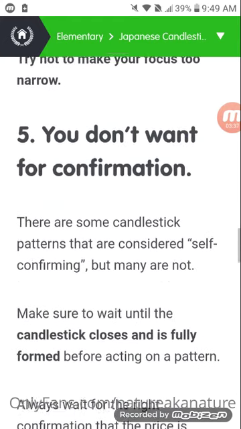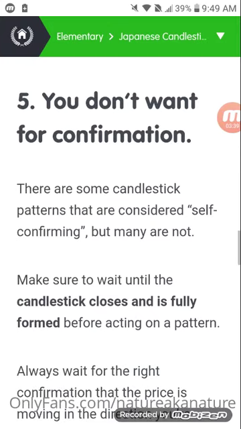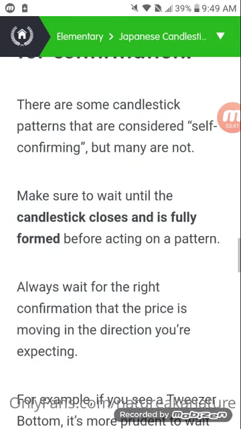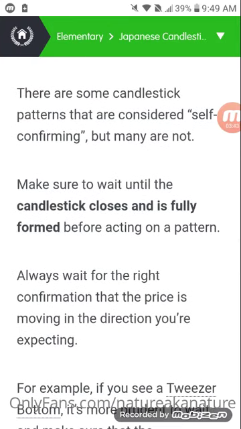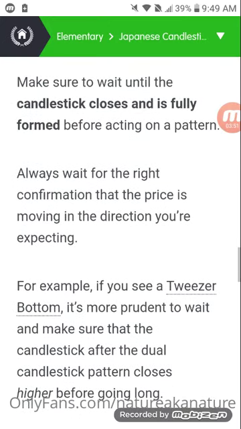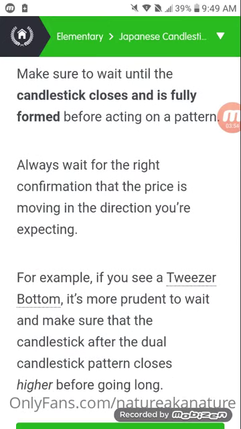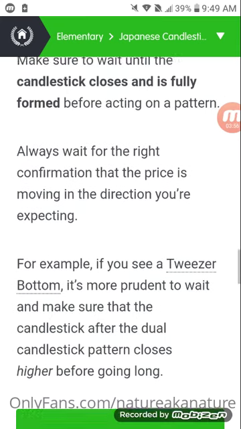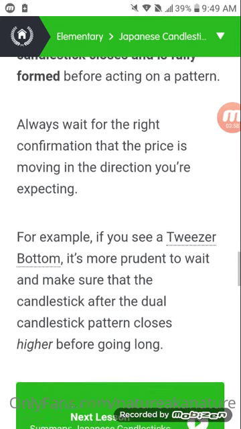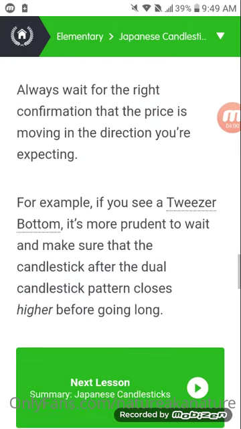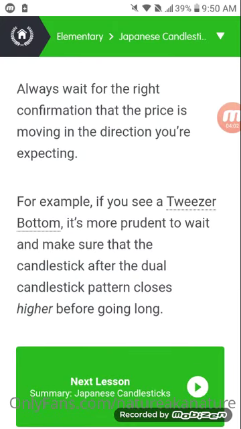You don't wait for confirmation. There are some candlestick patterns considered self-confirming, but many are not. Make sure you wait until the candlestick closes and fully forms before acting on patterns. Always wait for the right confirmation that price is moving in the direction you're expecting. For example, if you see tweezer bottoms, it's more potent to wait and make sure the second candlestick of the dual candlestick pattern closes higher before going long.